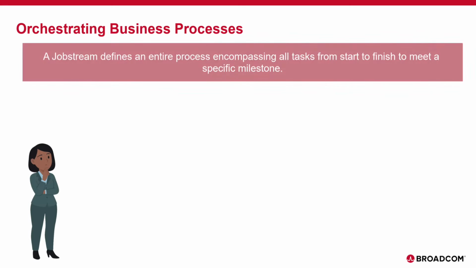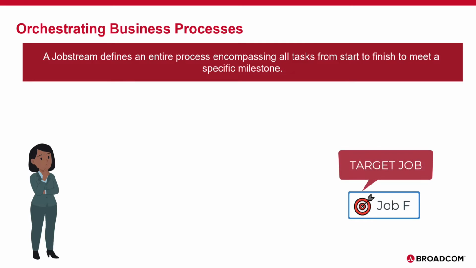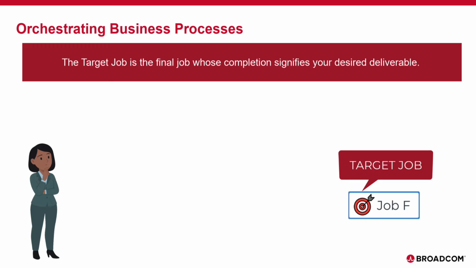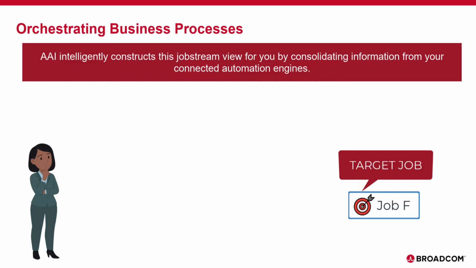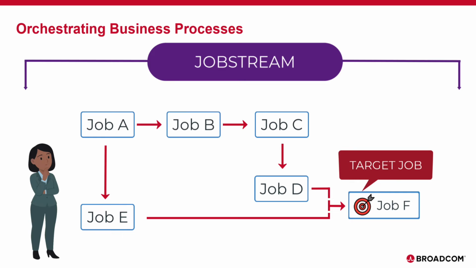At its core, a Jobstream defines an entire process encompassing all tasks from start to finish to meet a specific milestone. This milestone is represented by what we call the target job, the final job whose completion signifies your desired deliverable. AAI intelligently constructs this Jobstream view for you by consolidating information from your connected automation engines. It works backward from that target job, leveraging all the job dependencies defined within your automation engine, ensuring that every necessary job runs in the precise sequence required to achieve your goal.